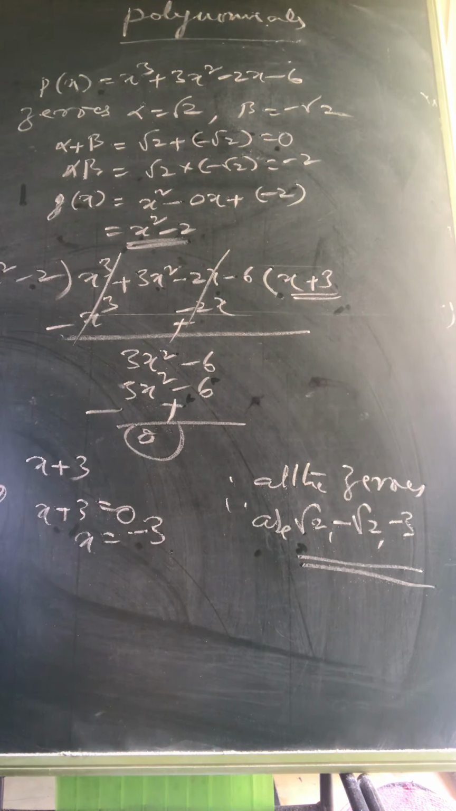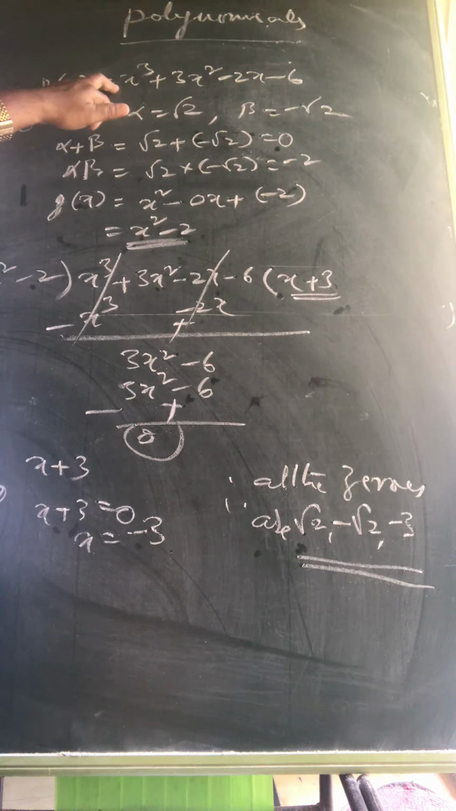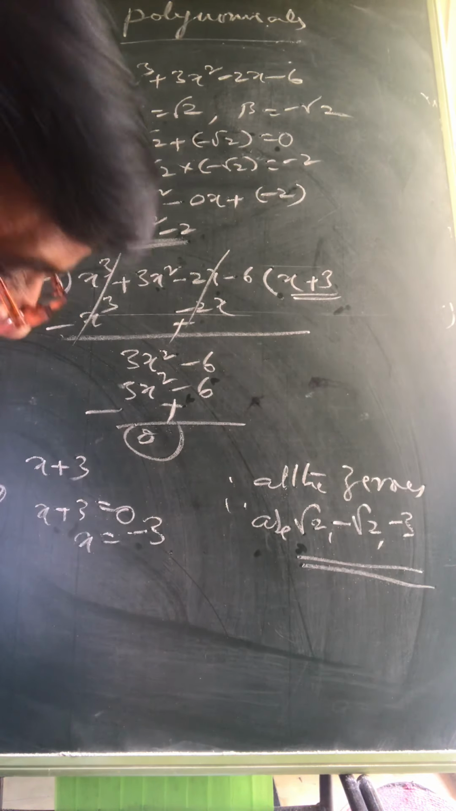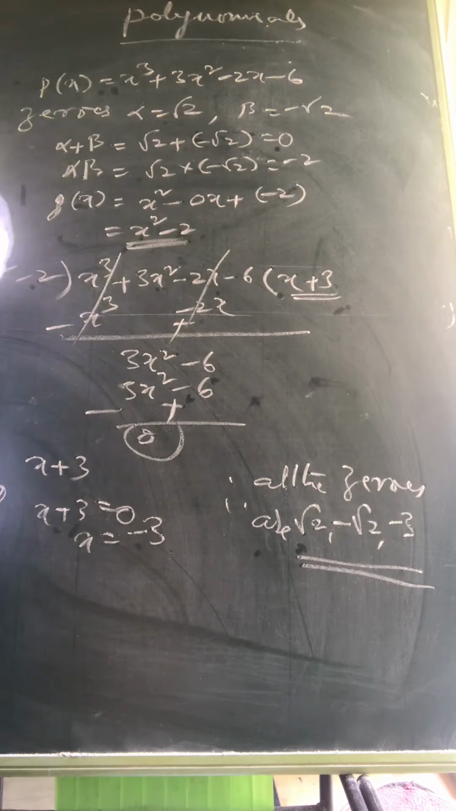Okay. Now we can take that it is only the cubic polynomial, but now we can take that biquadratic polynomial and, taking the same 2 zeros, we can find out the other 2 zeros.